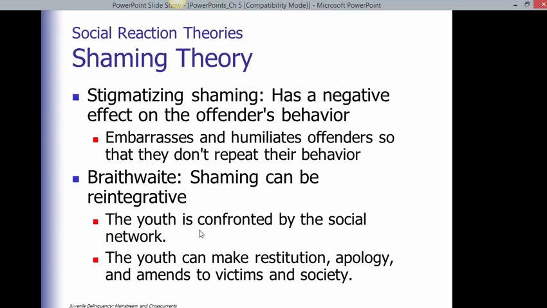Shaming theory. Stigmatizing shaming has a negative effect on the offender's behavior. It embarrasses and humiliates offenders so they don't repeat their behavior. Braithwaite argues shaming can be reintegrative in that the youth is confronted by the social network and the youth can make restitution, apology, and amends to the victim and society.